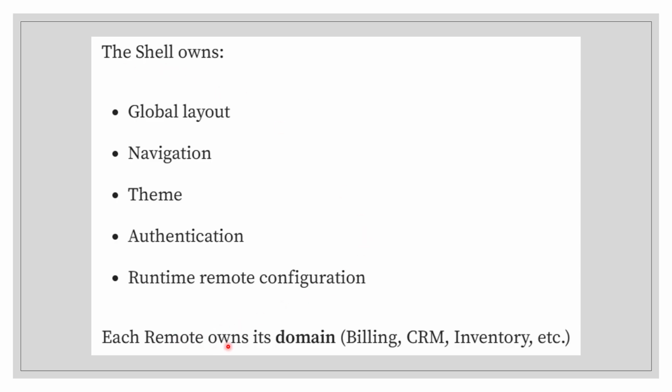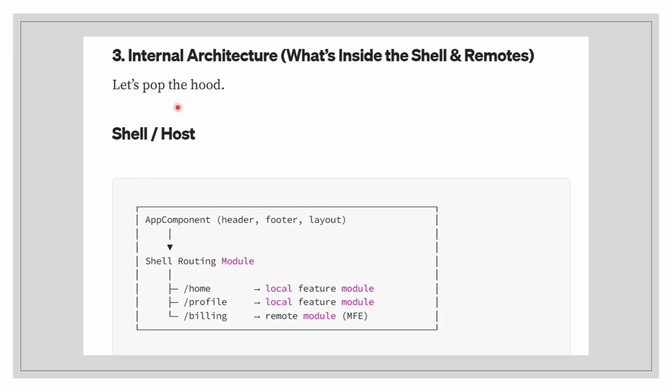And what does the remote own? It owns its own specific details. For example, it can be a billing remote MFE, a CRM MFE, an inventory MFE, and so on goes the list. Let's check out the internal architecture.